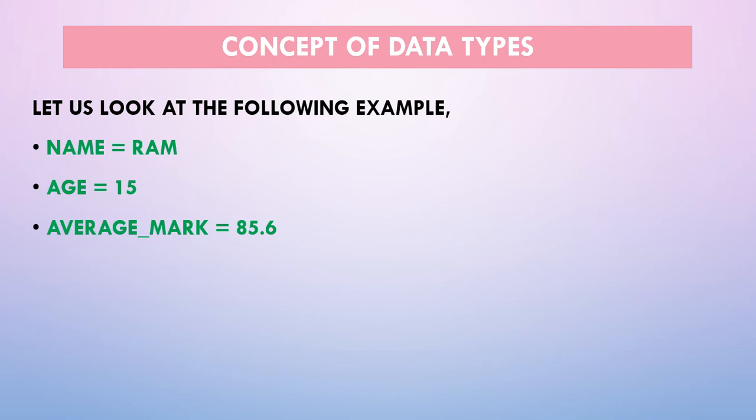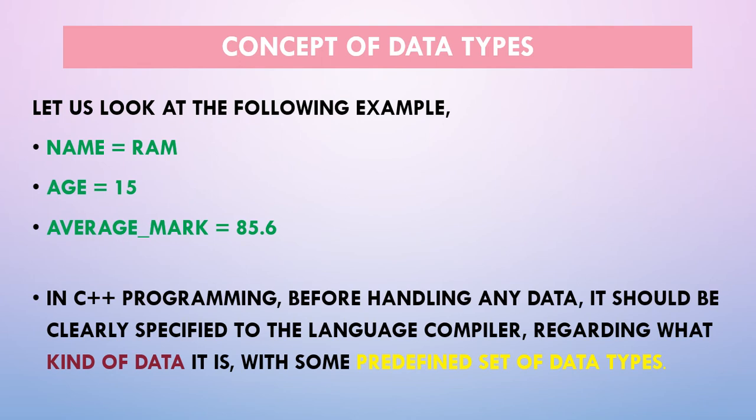That is what data type tells. Data is a collection of raw facts. Data type specifies what kind of data it is. In C++ programming, before handling any data, it should be clearly specified to the compiler what kind of data it is, with some predefined set of data types.